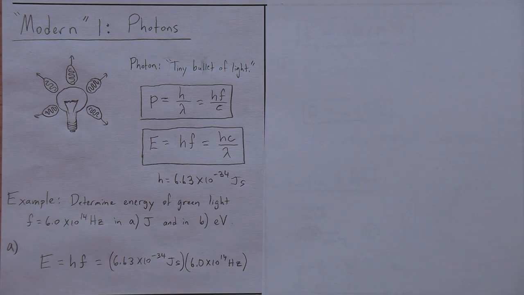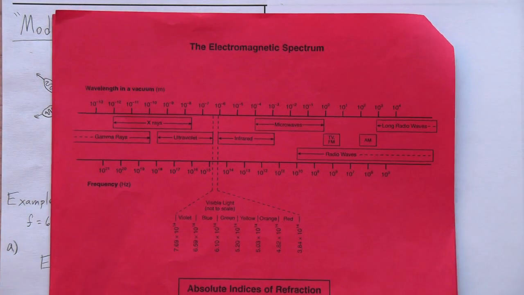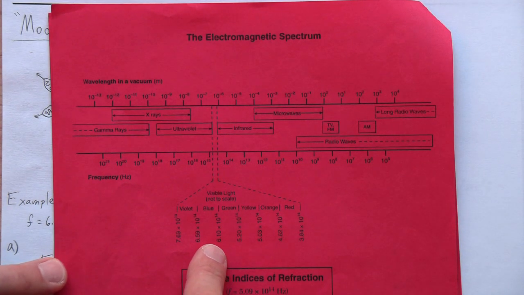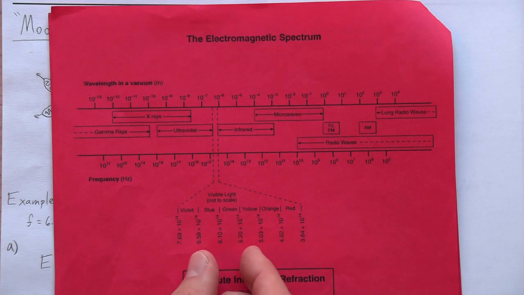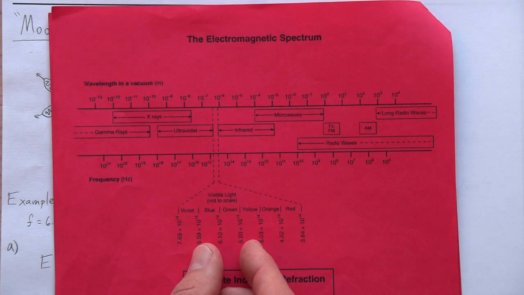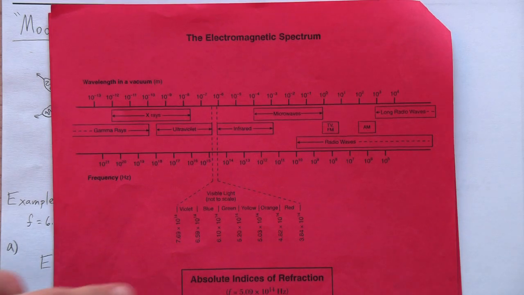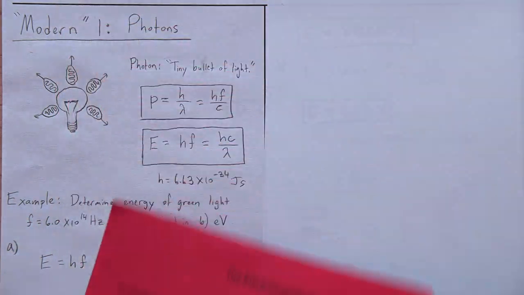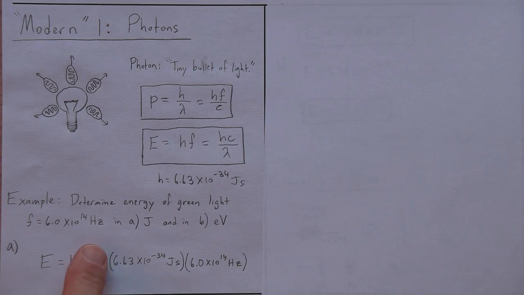All right, so the first example, what we're going to do is calculate or determine the energy of green light. And remember, green light, if you look up on the electromagnetic spectrum on the reference table, is between 6.1 and 5.2 times 10 to the 14th hertz. Anything that has that frequency, any electromagnetic wave, if it goes in your eyes, you will see or perceive the color green. So I picked 6, which is between those two values. And what I want to do is figure out the energy of that photon, in joules, and then in something else called electron volts. I'll explain what that is in a minute.